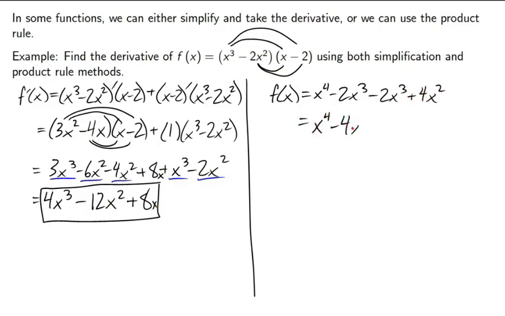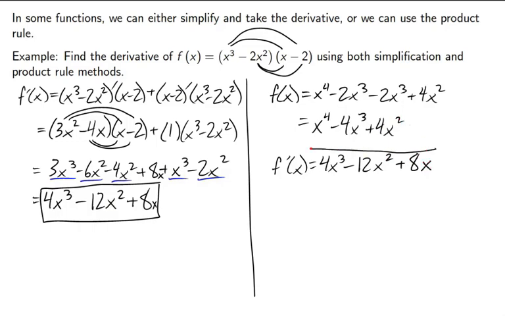X to the fourth minus 4x cubed plus 4x squared is our simplified form, and we can rapidly get the derivative from here. The derivative of x to the fourth is 4x cubed. The derivative of 4x cubed, the 3 is going to come in front and make a 12. The new power is 1 less, so it's 2. The 2 is going to come in front and make it 8. And the new power is 1, so I won't write it. Notice these are the same.